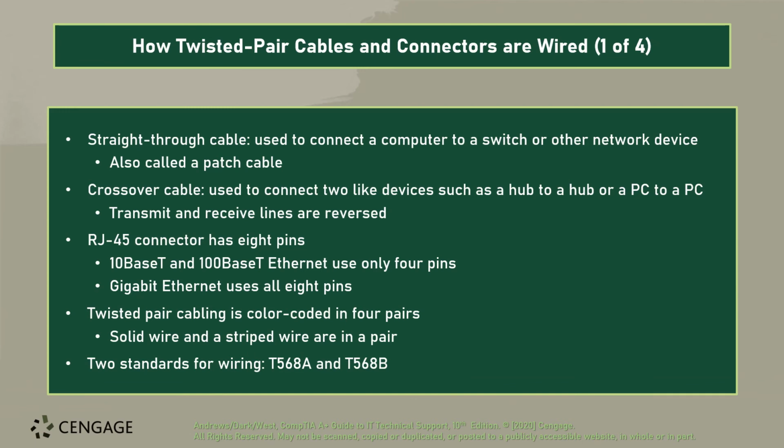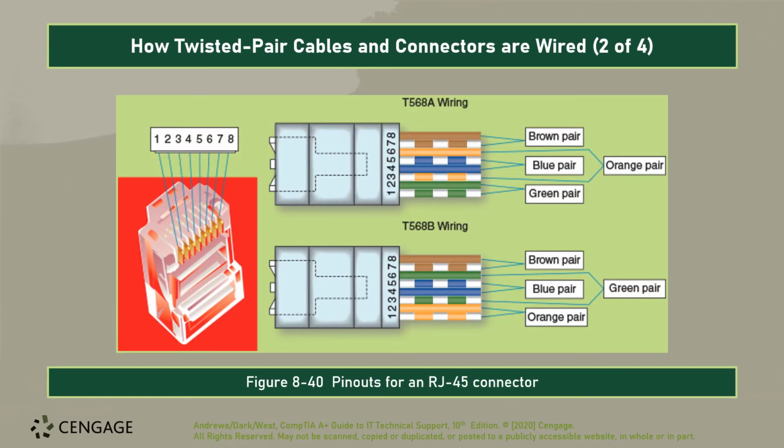Twisted pair cabling is color-coded in 4 pairs, solid and striped for each. So you have brown, green, orange, and blue. The standards are 568A or B, and they look like this. So 568A, meaning that if we were looking at this from the top down, we can see the cables lined up as green is 1 and 2, orange is 3 and 6, blue is 4 and 5, and brown is 7 and 8.